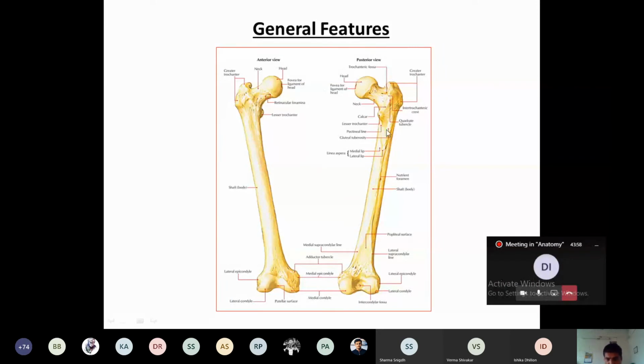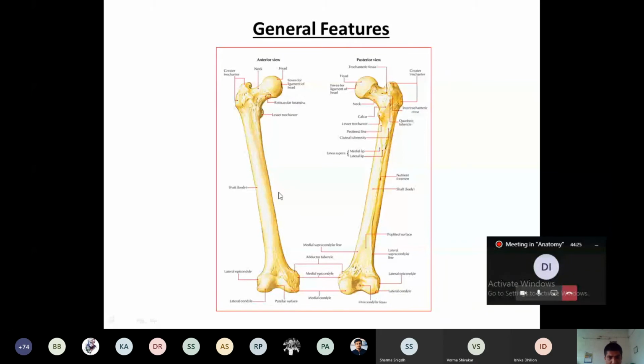And now here, between these two lines, the gluteal tuberosity and the spiral line, there is the posteriorly placed surface. Okay, see here, you can say posterior surface. This part is the posterior surface of the femur in the upper part, and this one, in between the two supracondylar lines, is known as the popliteal surface.